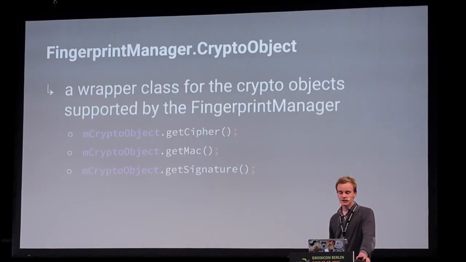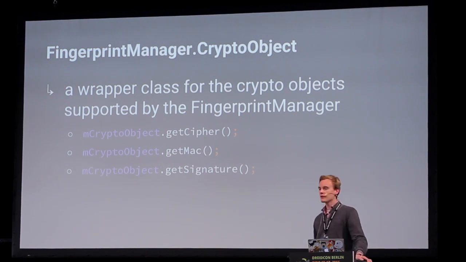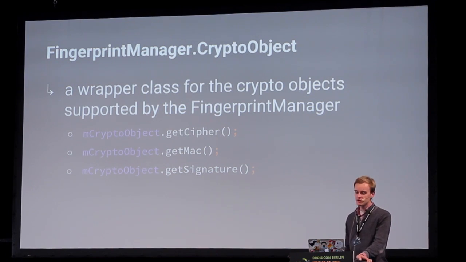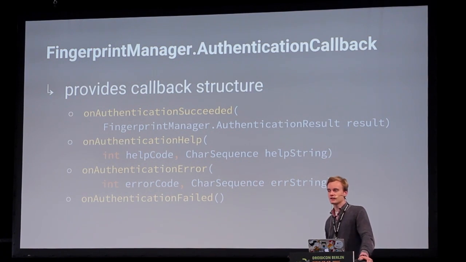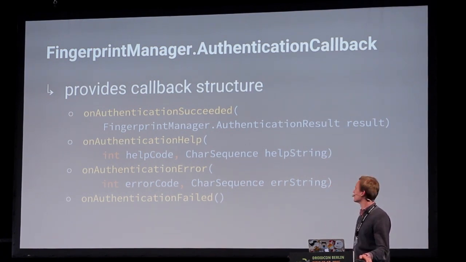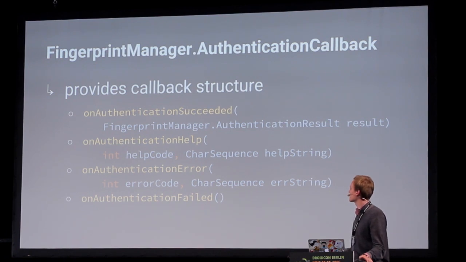So yeah, the FingerprintManager CryptoObject is more or less a wrapper class for the crypto objects supported by the FingerprintManager, and has just these three simple methods like getCipher, getMac, or getSignature. So it's pretty straightforward there. And the authentication callback provides the whole callback structure, and you have these methods you can implement. The onAuthenticationSucceeded, where you get this authentication result, and this result contains the FingerprintManager CryptoObject where you can get your cipher from or whatever.